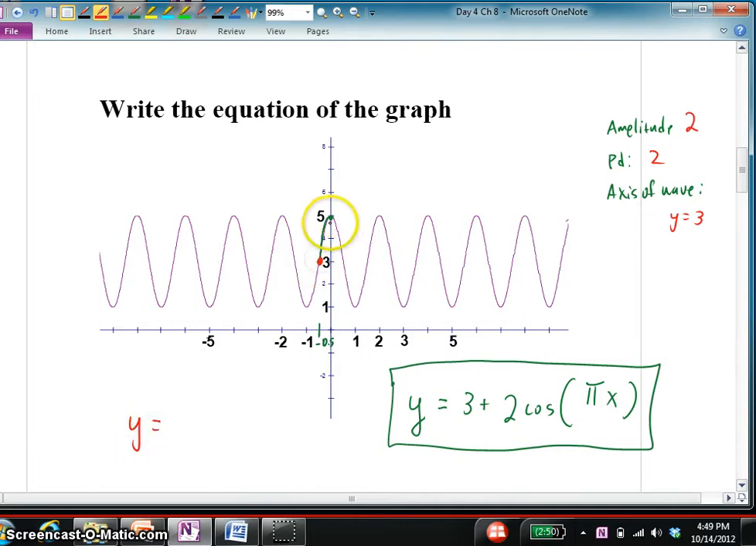So we're starting in the middle and going up. I could write 3 plus 2 times the sine, well, it's pi, and then it's shifted to the left, so it would be x plus 0.5. Okay, that's another equation.